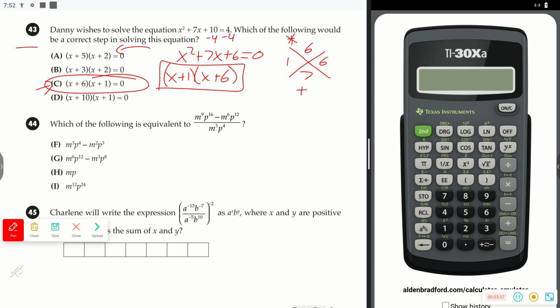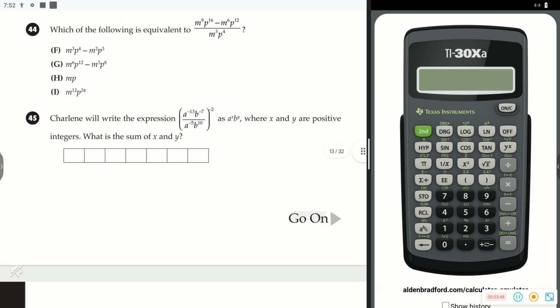Yeah, if you multiply these out using FOIL, you're going to end up with the same original expression, which would actually be a good exercise to do. So 43, moving on. Number 44.